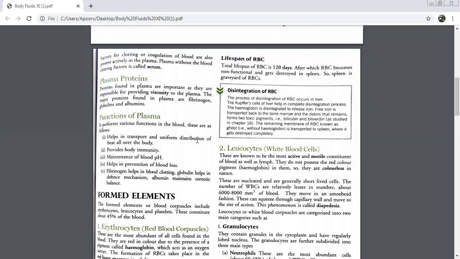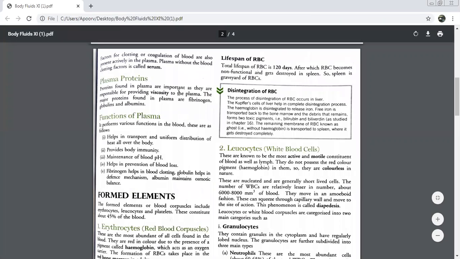They help in transport and uniform distribution of heat all over the body. They provide the body immunity, maintenance of the blood pH. They help in prevention of blood loss. If you add on all these functions, they'll come here.